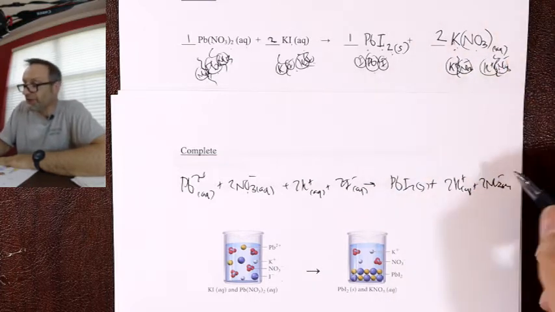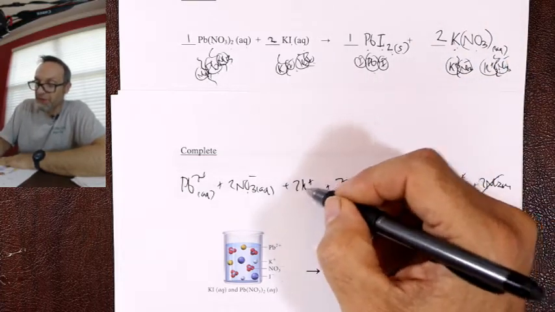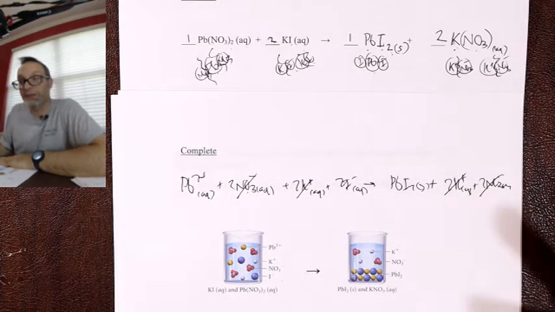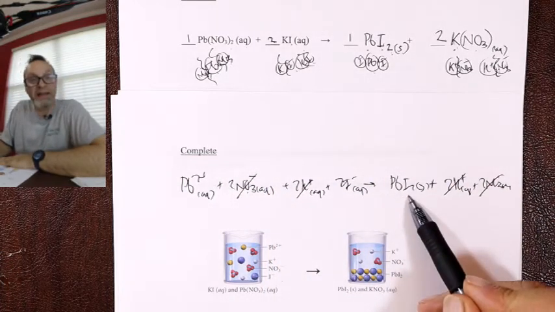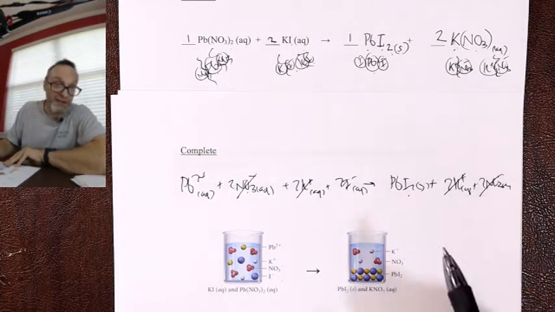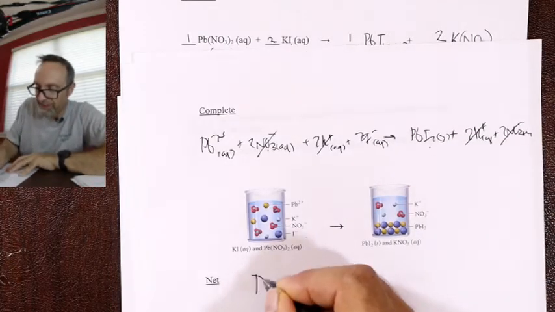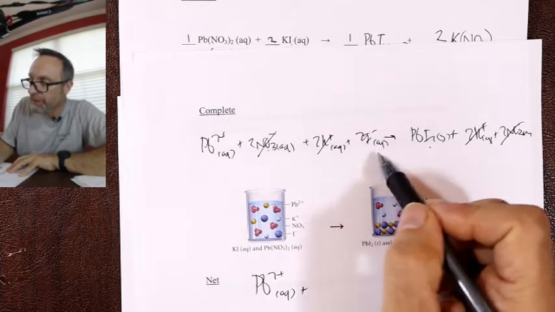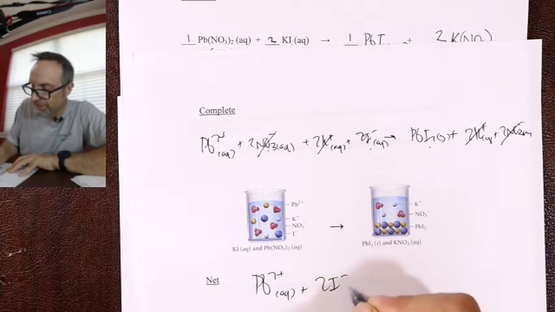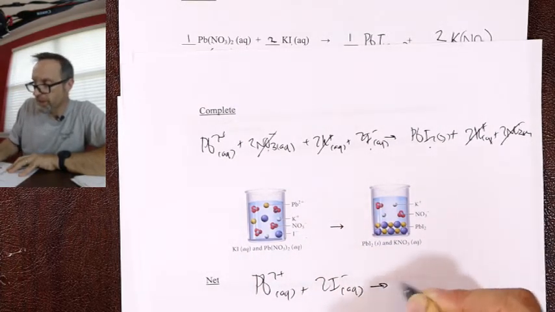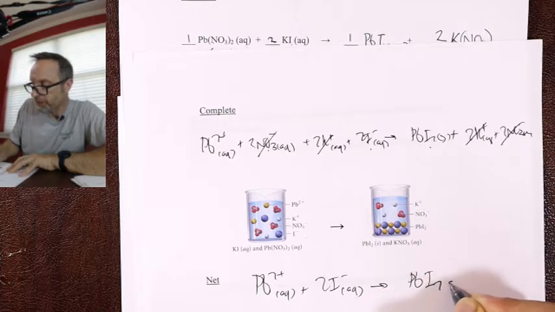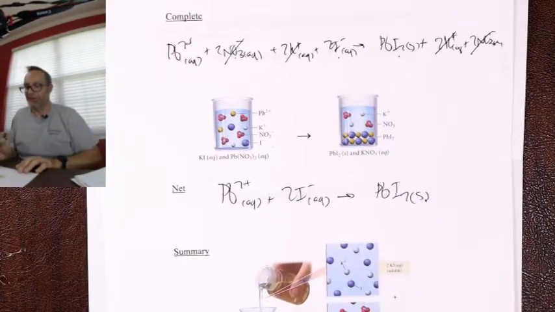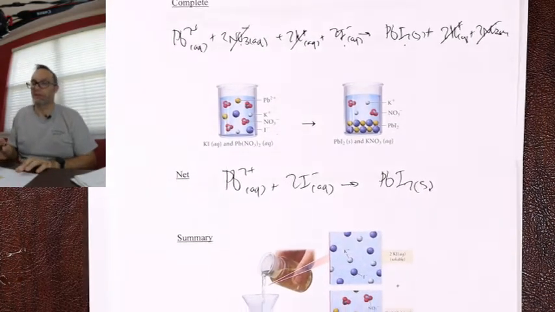Now, once we got that, if you just want to cancel the spectators, you can do that. Or just think to yourself, what did I make? Lead iodide. How did I make it? Lead plus iodide, right? So then I get Pb2+, careful, 2I minus, PbI2, solid. And there's a nice little picture of what actually happens. Okay, so it's kind of nice.